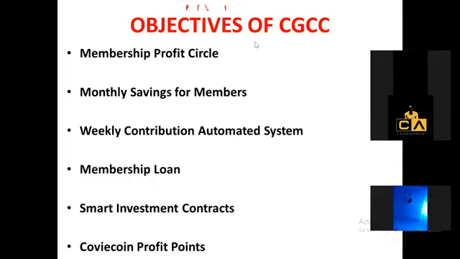Of course, it's not going to be an investment that will just bring a return the next day. But when the return starts coming, you know that you have a stake in this particular project. So that's why we call it the smart investment contract. It's not the conventional ROI.